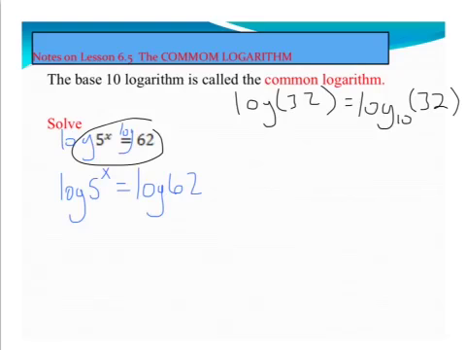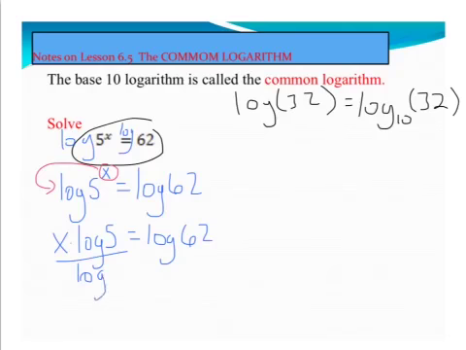Well, I can move this x to the front. So what I have is x times the log of 5 equals log of 62. Then I can divide by log of 5, because the log of 5, if I plug it into my calculator, is just a number.